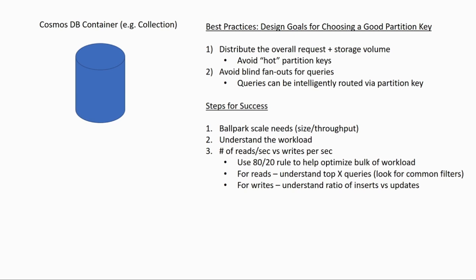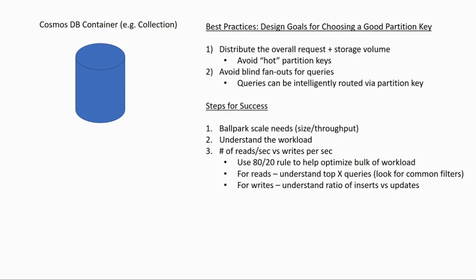So once you have understood the read and write ratio, you want to optimize around the bulk of your workload. Use the Pareto principle, the 80-20 rule. Or rather, sacrifice performance on the 20 and optimize for the 80, as opposed to the other way around.